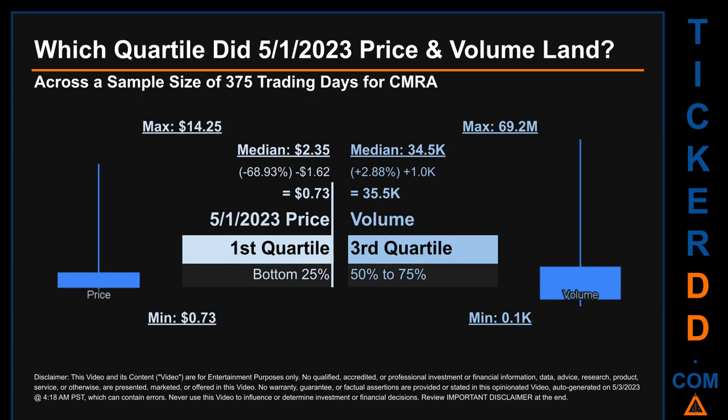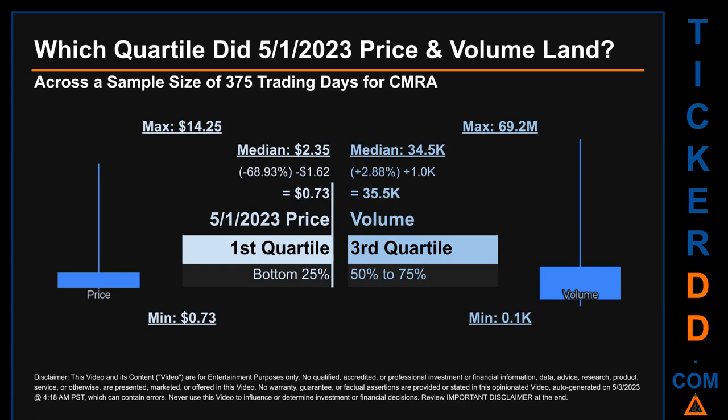The day's volume landed within the third quartile, that is within the 50% to 75% range of all sampled daily volume, which saw a max daily volume of 69.2 million and a minimum of 0.1 thousand. Quartiles tell us about the spread of a data set by breaking that data set into quarters, just like how the median breaks the set into half.